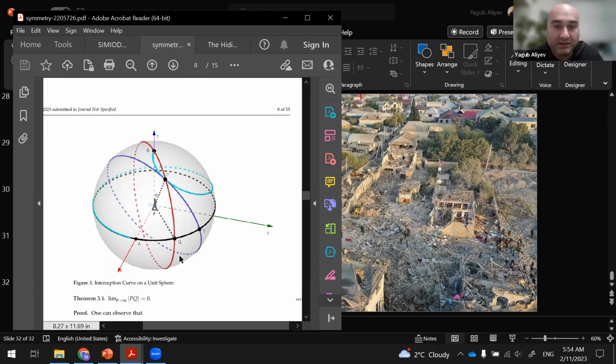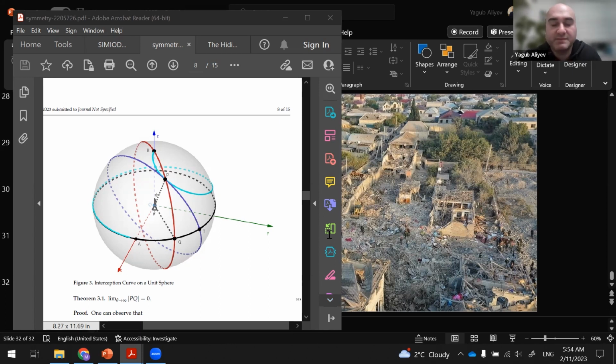They will appear in Symmetry, in a special issue on differential geometry. The paper that already appeared, I can put it in the chat. And if you have any questions, I'm ready to answer. This paper appeared last year. Thank you for your attention. Thank you.